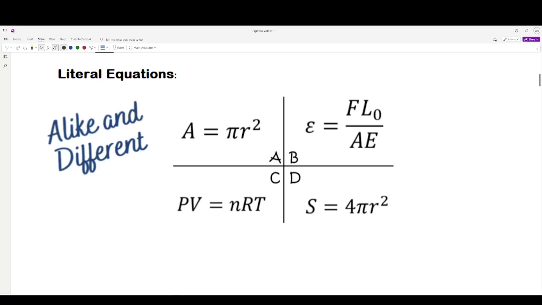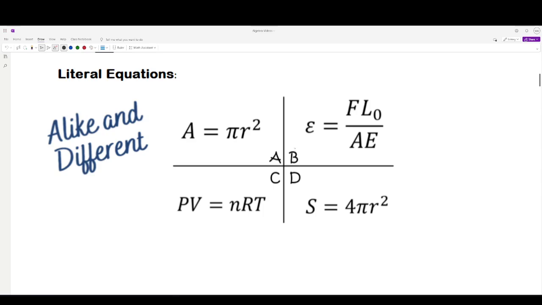We're starting our topic of literal equations with this alike and different. Within an alike and different, we're looking for things that are the same and things that are different. If you'd like to pause and think about some on your own, you can do that, and then I'll go through a few ideas.